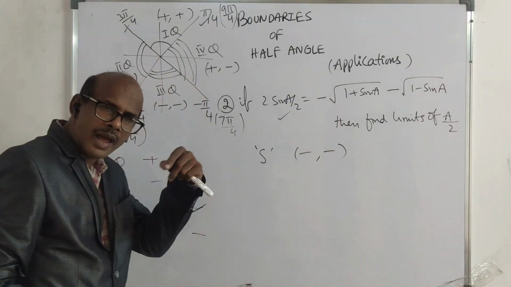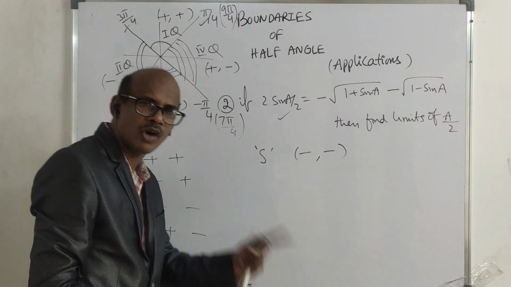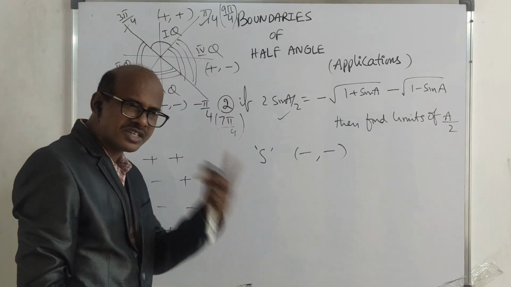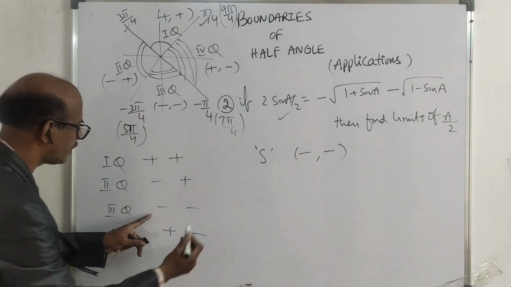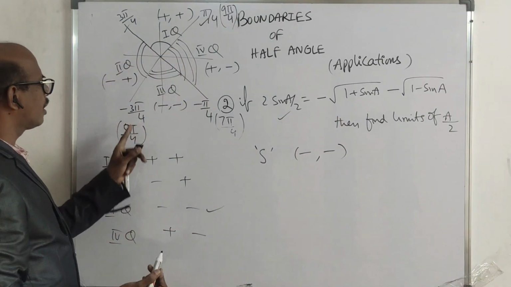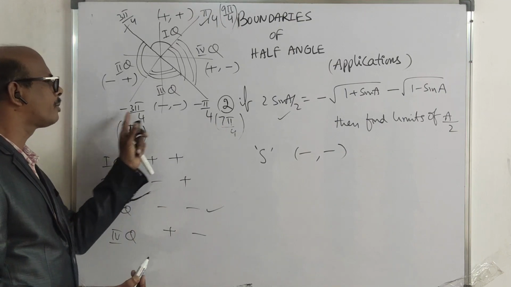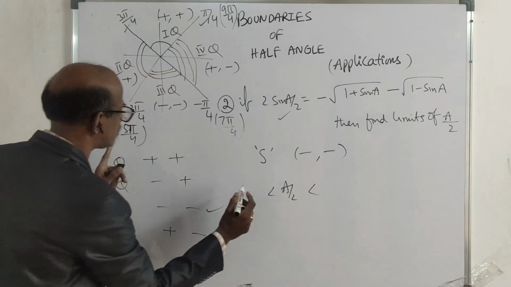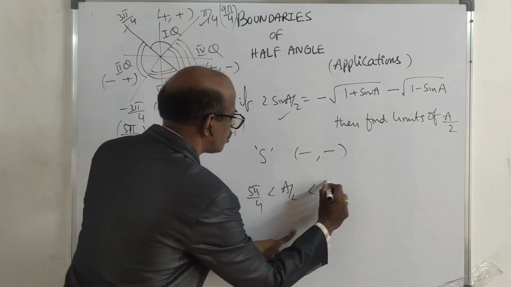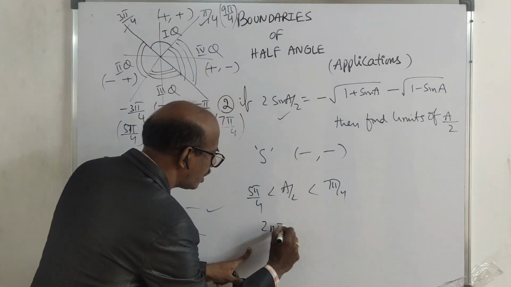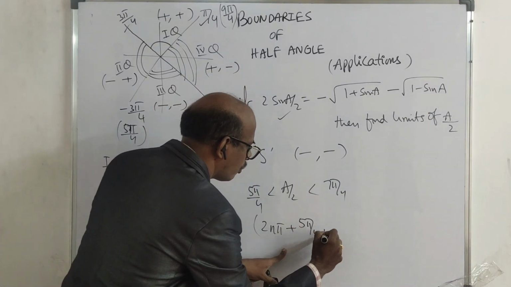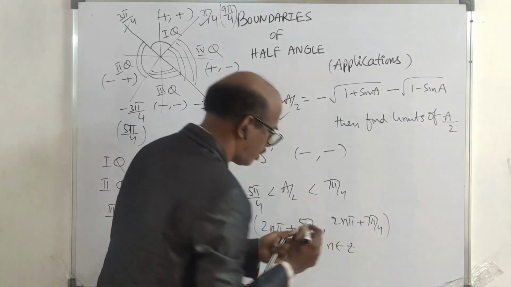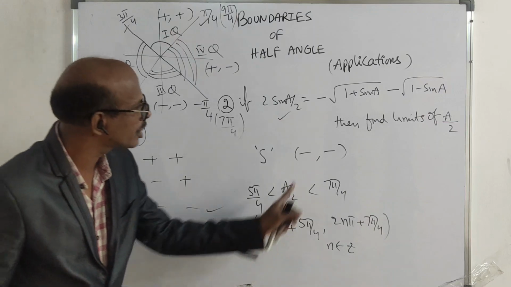For explanation, as a teacher, I allot some time for the understanding of the majority of students. So please concentrate and understand my point here. Minus means third quadrant. In the third quadrant, 5π/4 to 7π/4, or minus 3π/4 to minus π/4, whatever it may be. So the result is the boundaries of a/2. Third quadrant means 5π/4 to 7π/4. So in general, 2nπ plus 5π/4 to 2nπ plus 7π/4, where n belongs to Z. I think you understood.